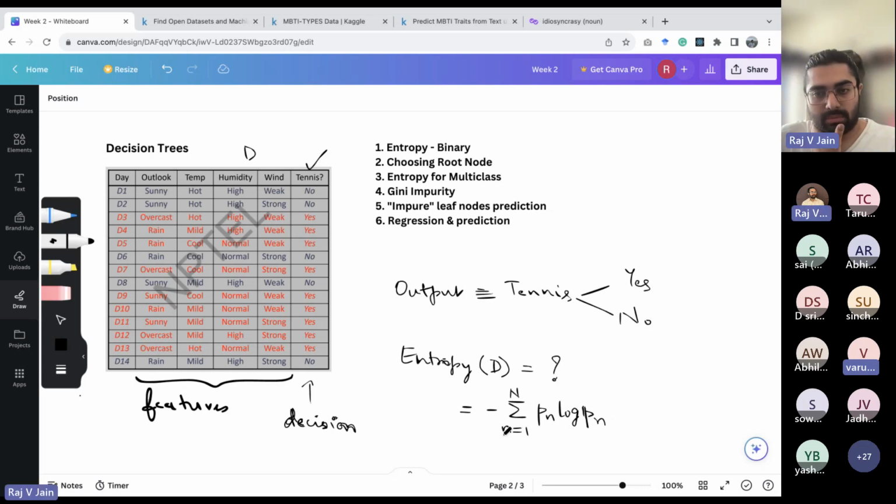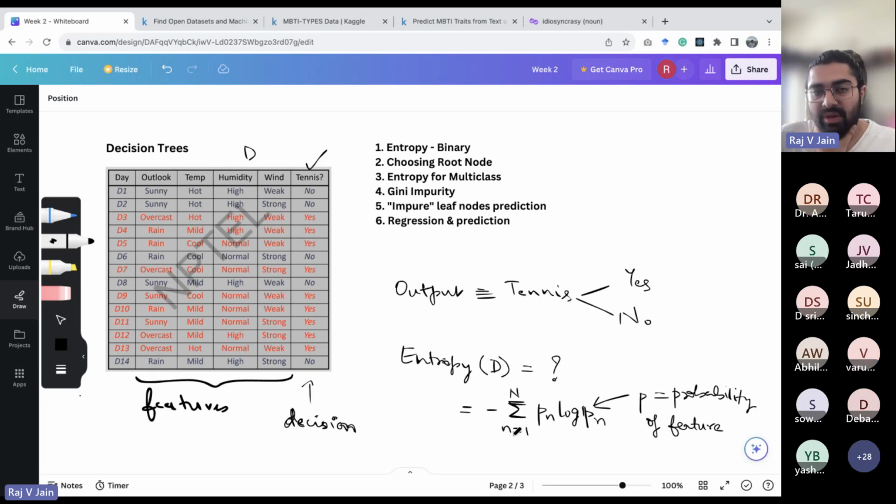P is the probability. Sorry, P is the probability of each feature value. For example, if you say outlook, P is the probability of sunny, overcast, rain, something like that. That's how it is. Okay.